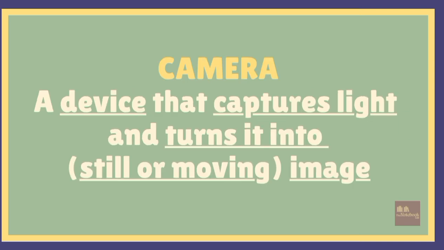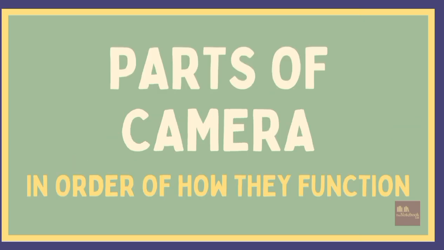So, a camera is a device that captures light and turns it into an image. The image could be either in the form of a photo, which is a still image, or a video or a film, which is a moving image. So there are various parts inside a camera. I have ordered them in terms of how they function, more like a flowchart.